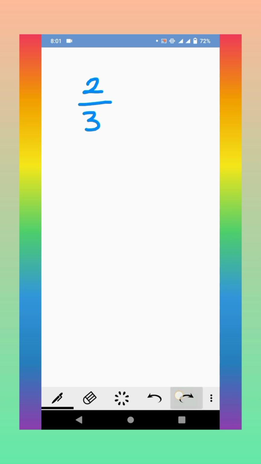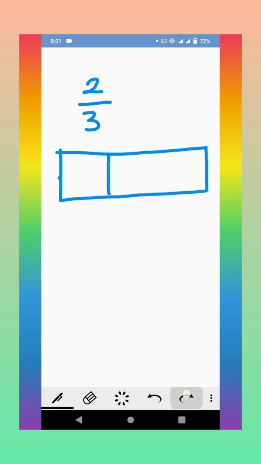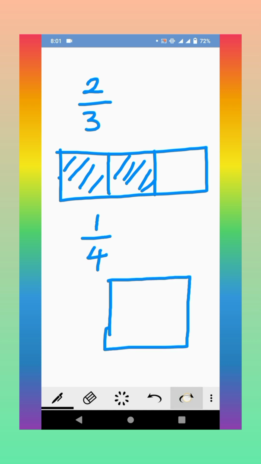Alright, so let's look at drawing fractions now. So 2 over 3, if you have to represent it in a diagram, it means you should share something into 3 places and then take 2 portions. Share something into 3 places and take 2 portions. What is 1 over 4? 1 over 4 simply means share something into 4 places and take 1 portion. That's what it means. Alright?